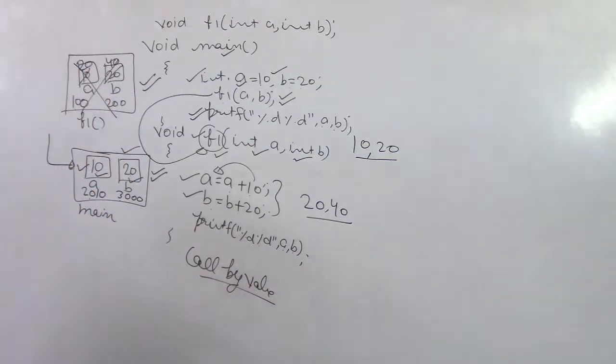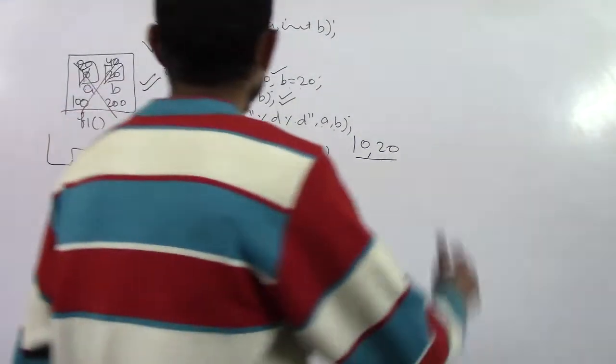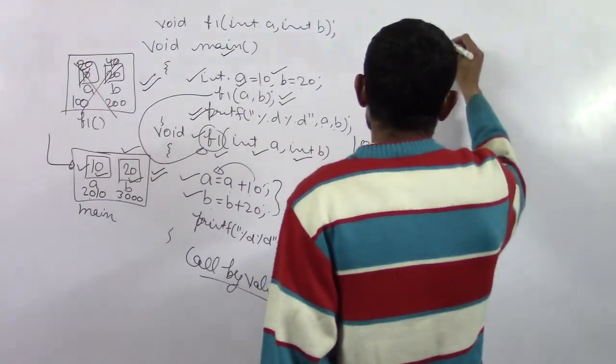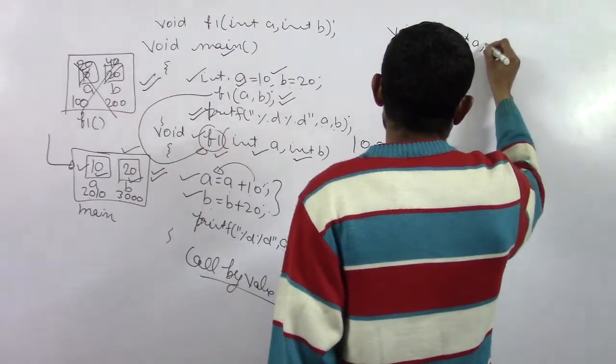So please let me repeat again. In call by value, what is going to happen? I am going to take a value and take the same variable name in a different function, and I am going to change the value of A and B in the function, and I will check whether it reflects outside or not. Okay, so let me design the program again. Let's say void F1, but this time I am taking a pointer variable.